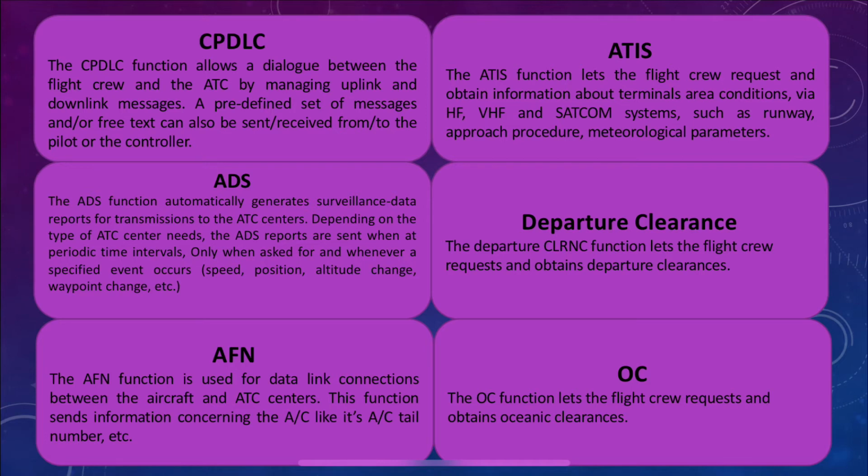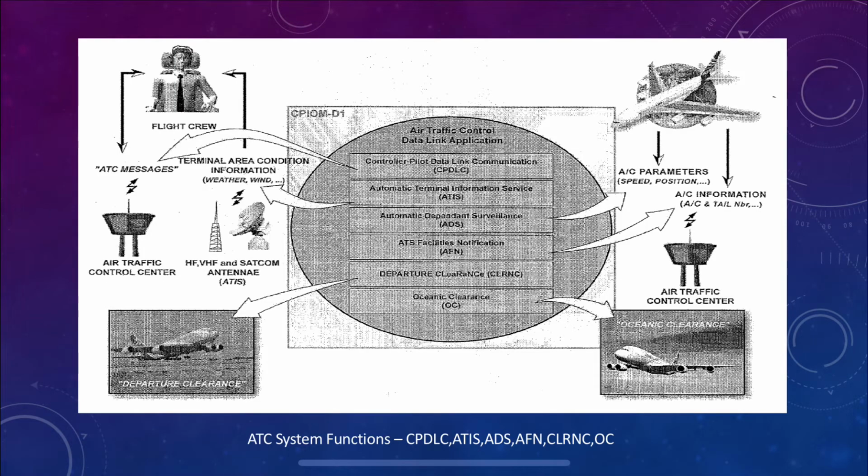AFN. The AFN function is used for data link connection between the aircraft and the ATC centers. This function sends information concerning the aircraft like its aircraft tail numbers and others. The last one is OC. The OC function lets the flight crew request and obtain oceanic clearance. This is the ATC function from CPDLC to OC.